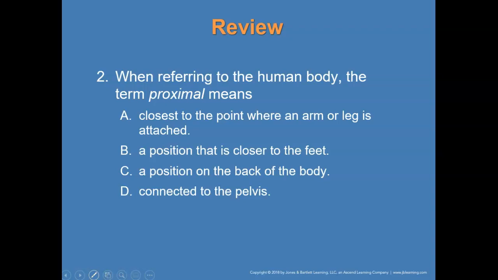When referring to the human body, the term proximal means closest to the point where the arm or leg is attached, a position that is closer to the feet, a position at the back of the body. So how I remember proximal is the closest proximity. So yes, it is the closest point of attachment to the arm or leg, closest proximity to the point of attachment.